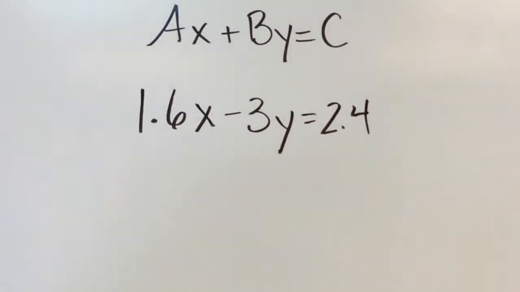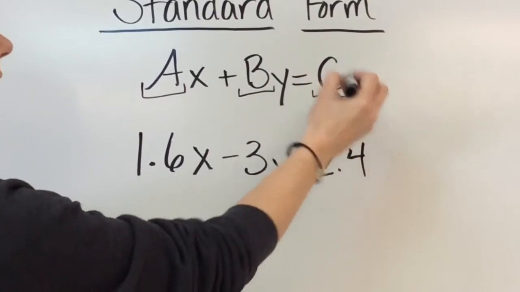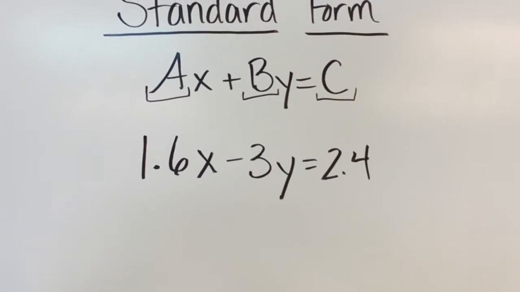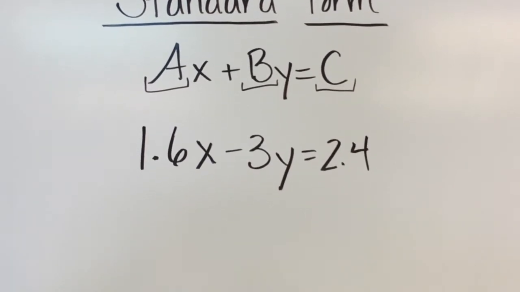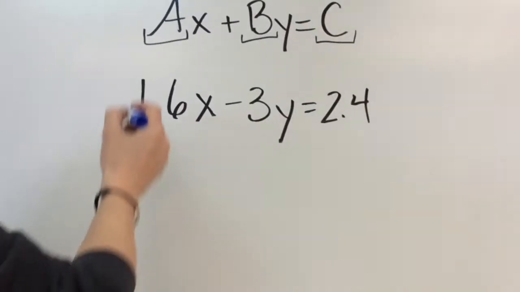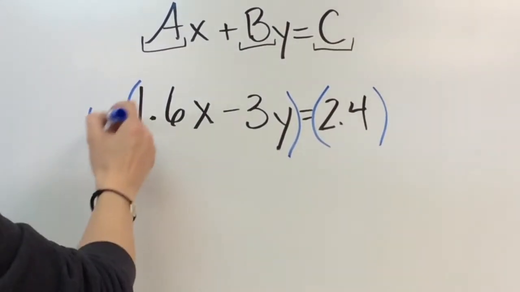And so you can see here that in order to be in standard form, the a, the b, and the c have to be integers. They can't be decimals. So what we can do here is multiply both sides of our equation by 10 in order to change the decimals into whole numbers. So I'm going to multiply both sides of my equation by 10.